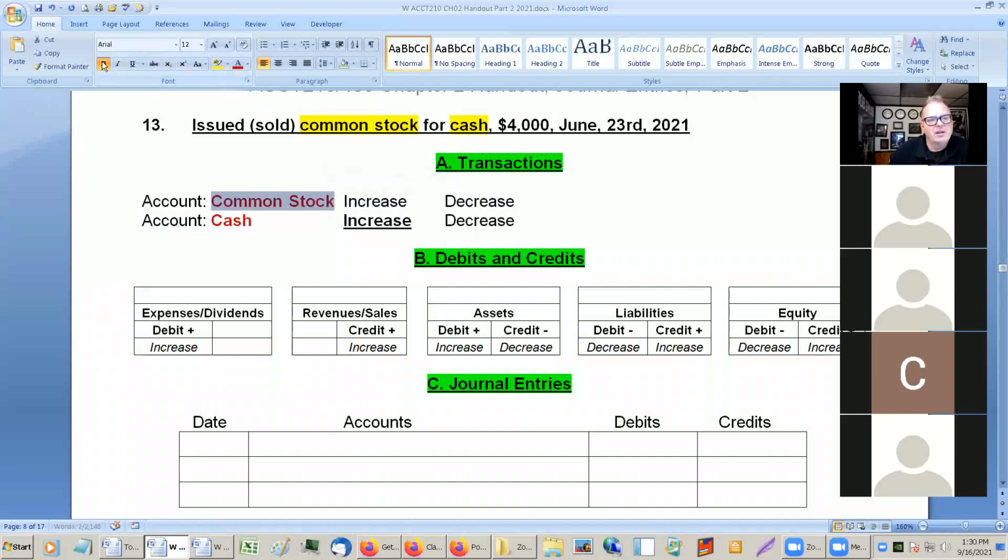And the common stock, this is a tricky one. It would increase. Yeah, we have more owners now. And it could even be the same owners. One of the owners bought more stock. But whatever it is, the ownership has increased. There's more ownership in the business now. Okay. So, what kind of account is common stock? It's an equity, and it increases with credit. Yes, and yes.